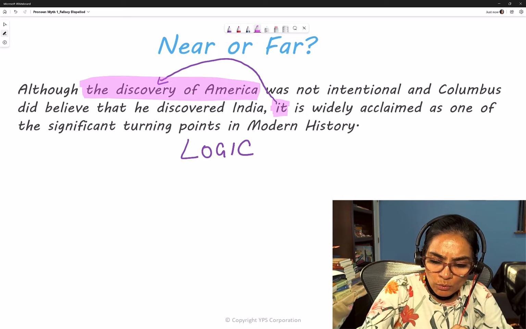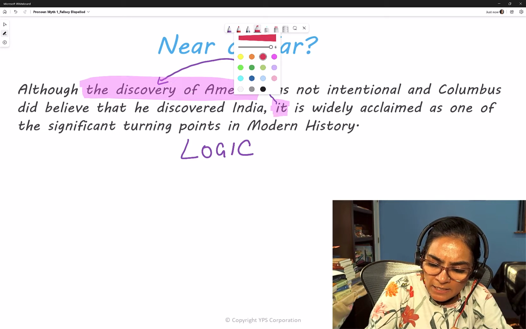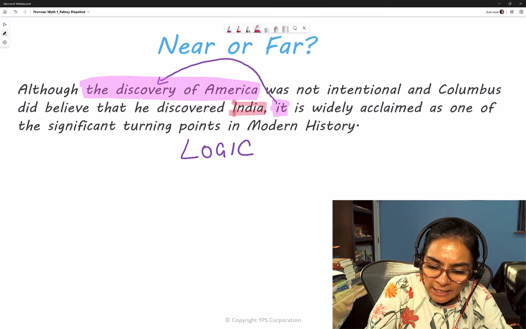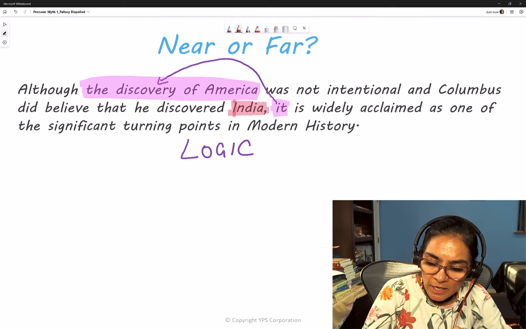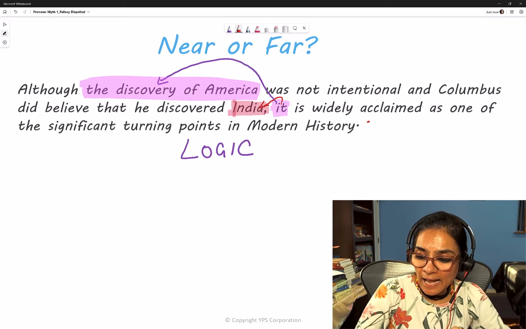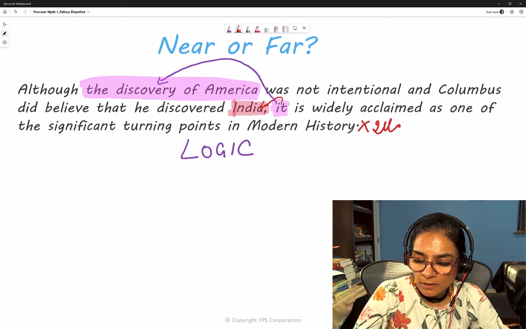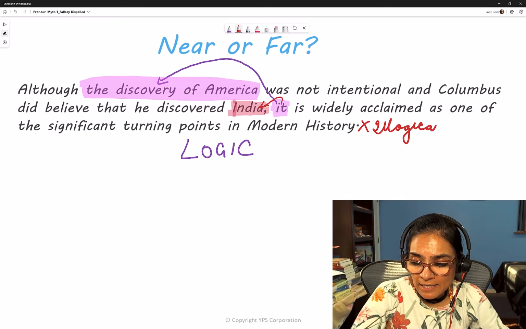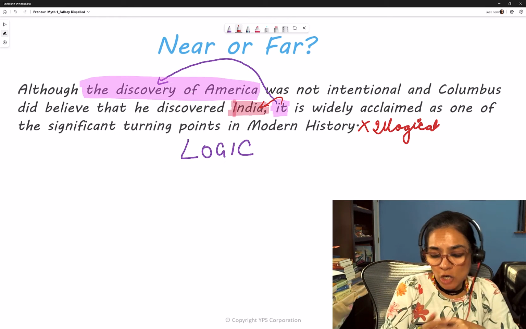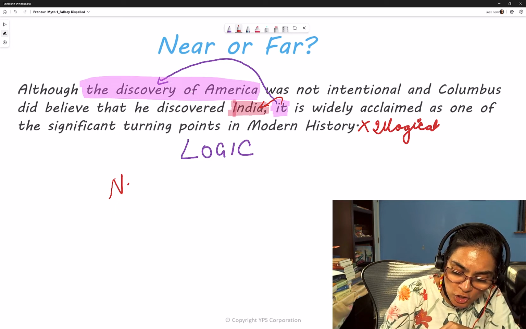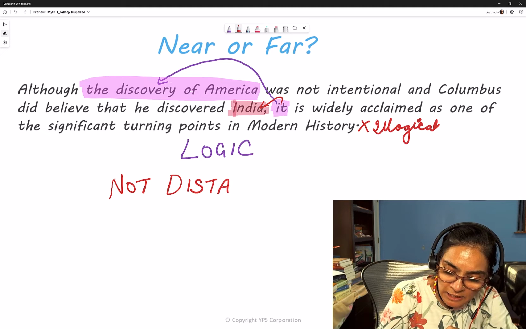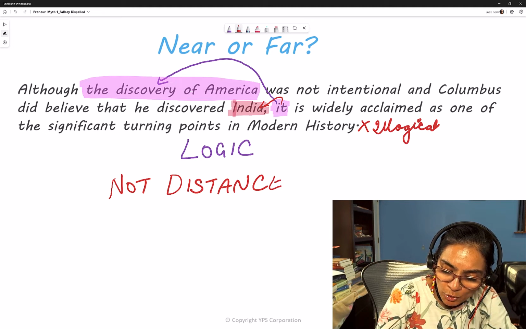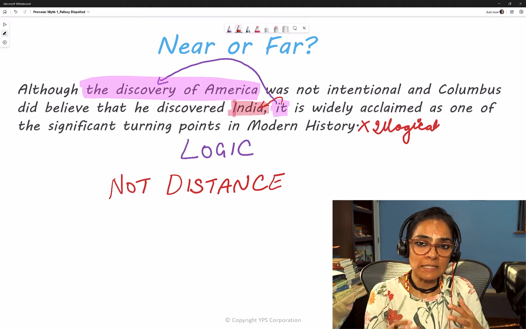Now, those of you who thought that because the noun India is placed close to this pronoun it, the pronoun it refers to the closest noun India, and hence the sentence is illogical, let me tell you that your thought process is not correct. It is not the distance, but the logic that defines the correct pronoun reference in the sentence.